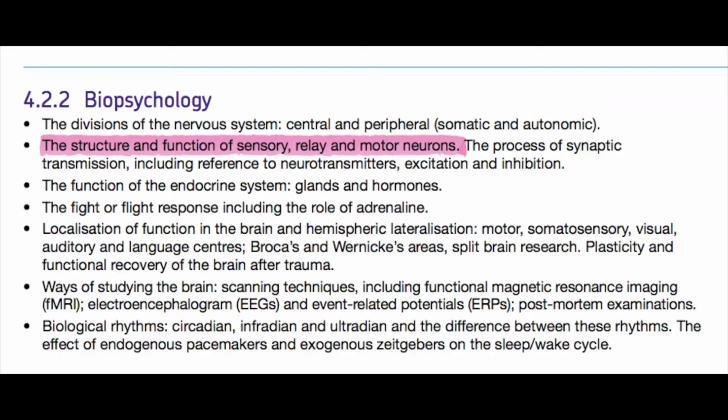And this video is about the structure and function of sensory, relay and motor neurons. So what is a neuron? What is a nerve cell? And what's the difference between a sensory, a motor and a relay nerve cell? Well, it's all about taking information from one part of the body to another, and it's about where that information starts from and where it ends up.